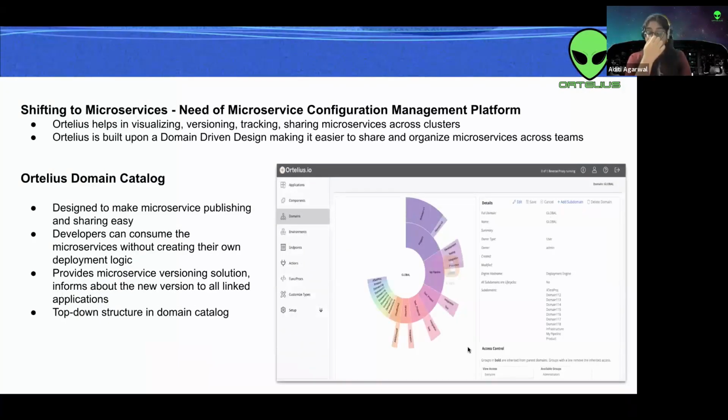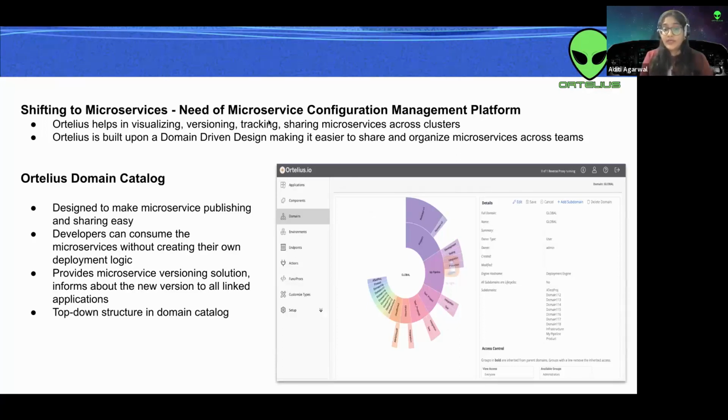So now, since we have discussed microservice architecture, domain-driven design, and the microservice architecture using domain-driven design, we all must be thinking of shifting to microservices. So how do we shift to microservices, how do we actually manage our microservices architecture, and how do we use our whole architecture in terms of microservices? There arises the need for a microservice configuration management platform.